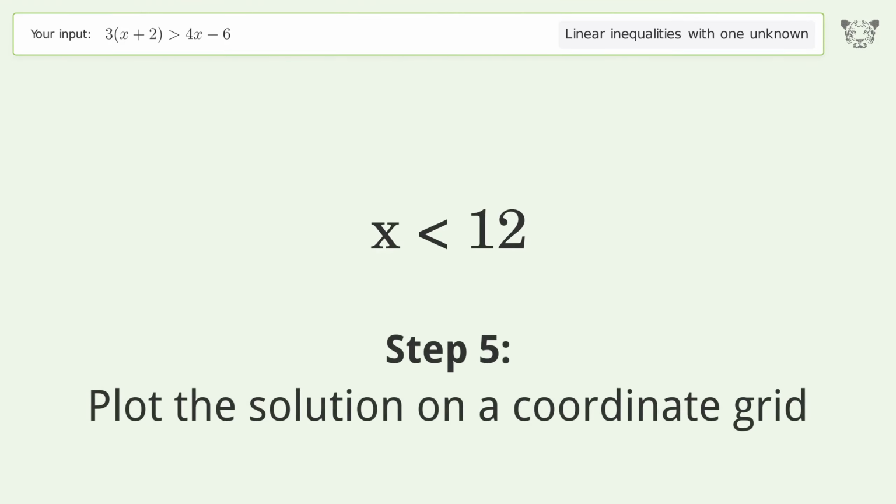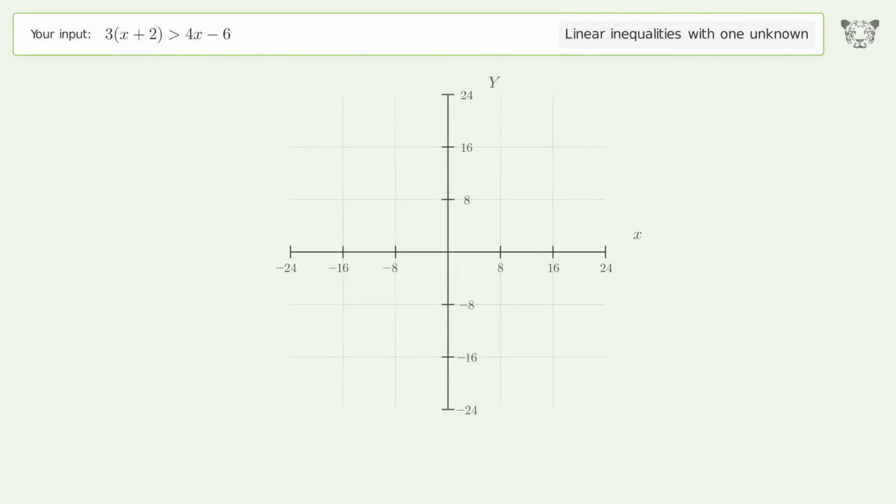Plot the solution on a coordinate grid. And so the final result is x smaller than 12.